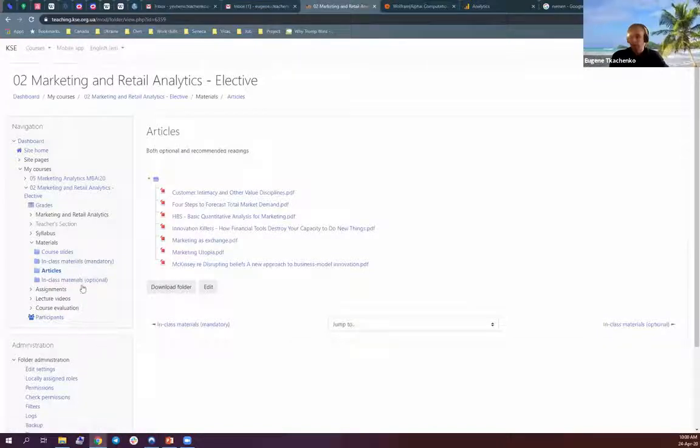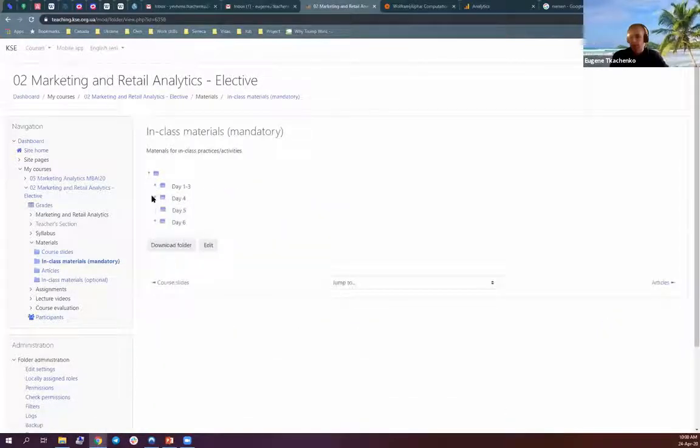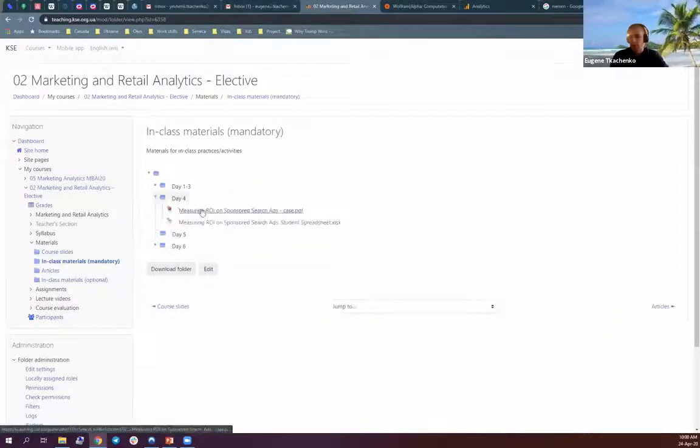What I want to ask you to do right now is go to the folder in class materials, and go to folder number 4. There are 2 files.